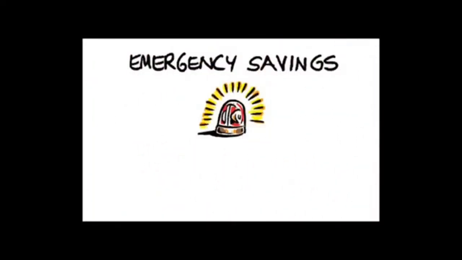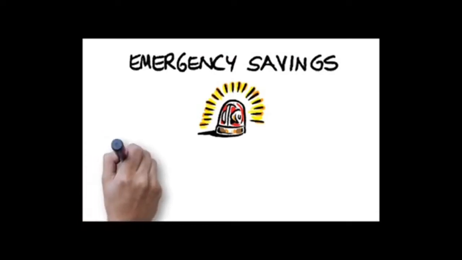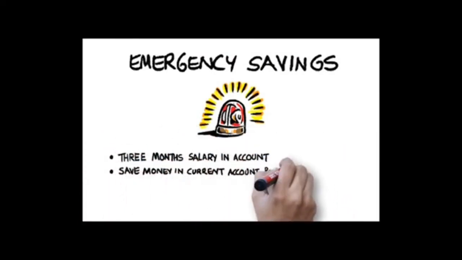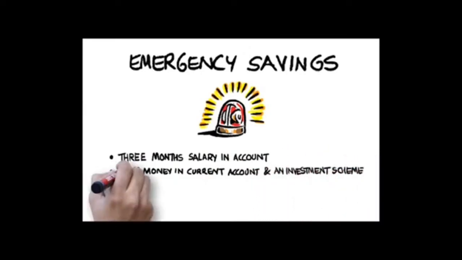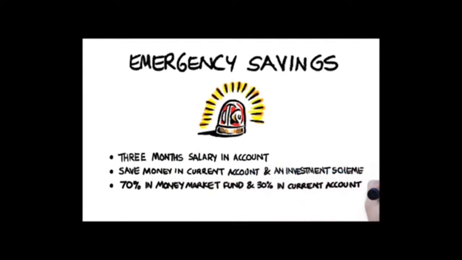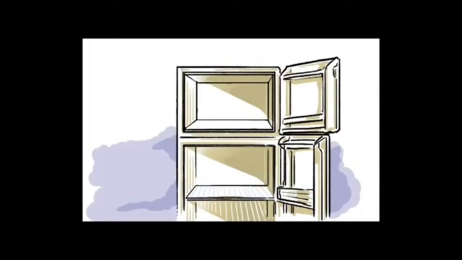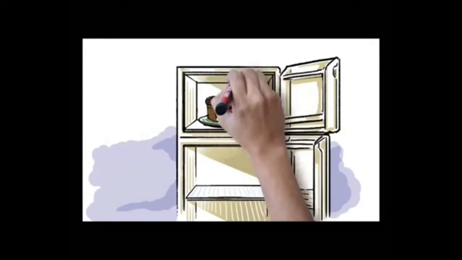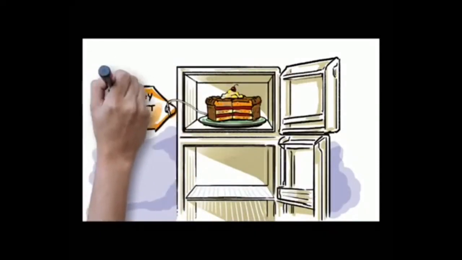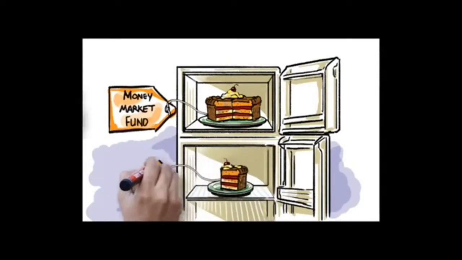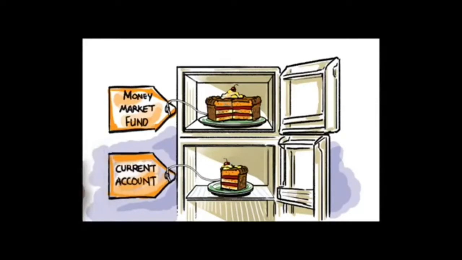The basic rules of emergency savings are: these savings should be equivalent to 3 months of your total income. Savings should be kept in a current account and an investment scheme separately. 70% of your savings should be invested in a money market fund and 30% in your current account. This distribution of your emergency savings is to ensure that most of this money earns you a healthy profit through the investment scheme until you feel the need to use it, and some of it also remains readily accessible with the help of a current account.